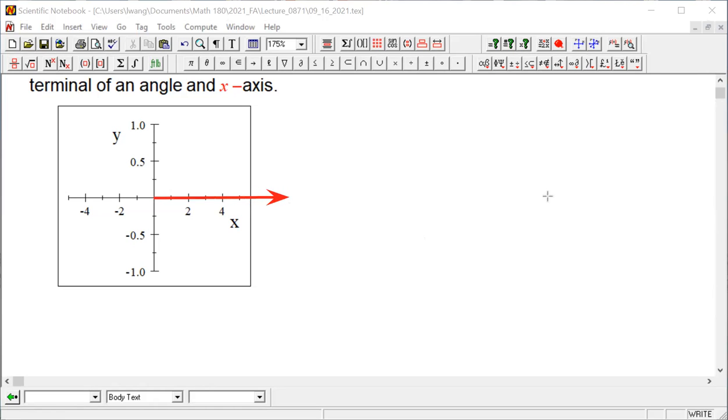This is the standard position. Suppose I'm going to draw an angle, and this angle just ends up here. So this line is called the terminal. This angle, I'm going to call it A.